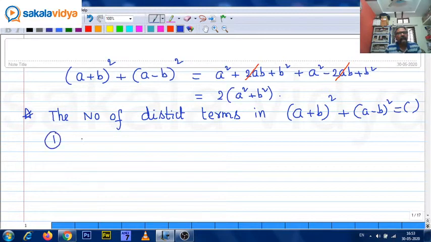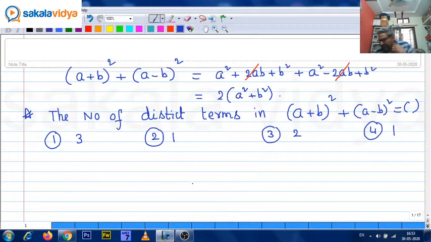First one, option 3, second option 1, third option 2, fourth option 1. So which is the right option actually? How many terms are there here? 1, 2. Option is 2. For example, here the power is very small, so we have written it directly by simplification. If a question is given like this, how do we find out? With the help of what formulation did you get 2 here? We need to check it now.